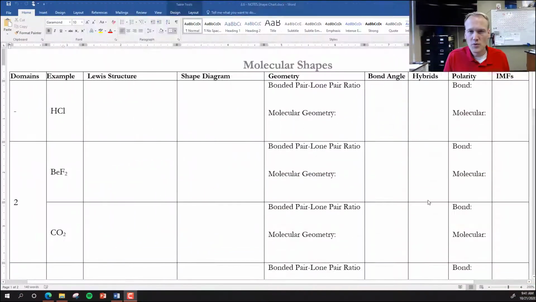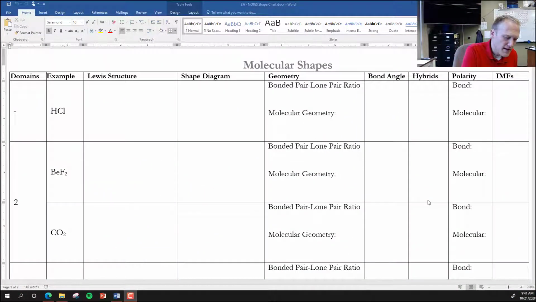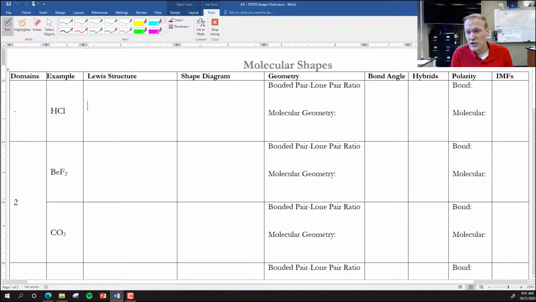Let's get started. The way this chart is organized is by domains around a central atom. So if you look over here to the right, the first one has technically no domains because there isn't a central atom, and then 2 domains, and then 3 domains, and so on. So let's start with the Lewis structure of hydrochloric acid. It would look a little like this.